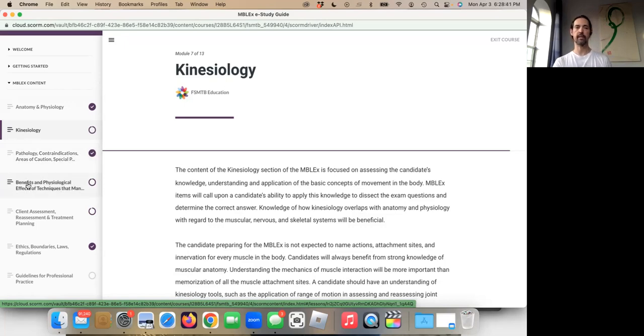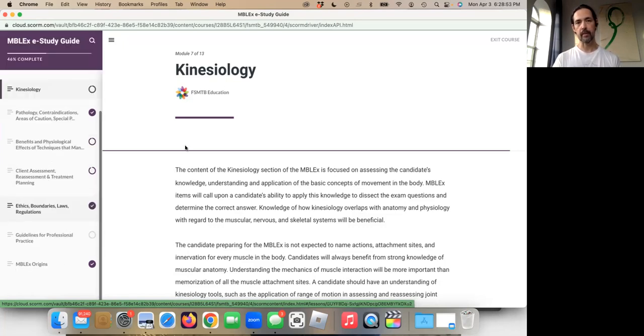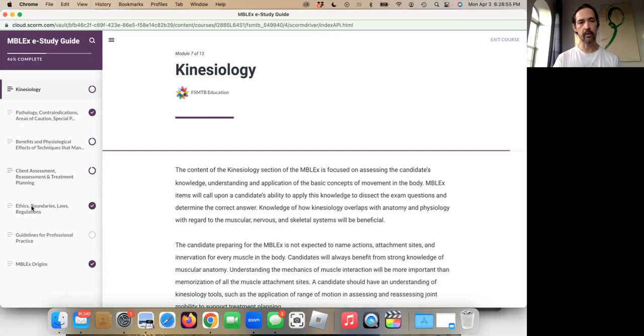Then benefits and physiological effects of techniques that manipulate the soft tissues. That's massage techniques, as well as some of the auxiliary stuff that we use, like stones, cupping, client assessment, reassessment, treatment planning, and then ethics, boundaries, laws, regulations, guidelines for professional practice.